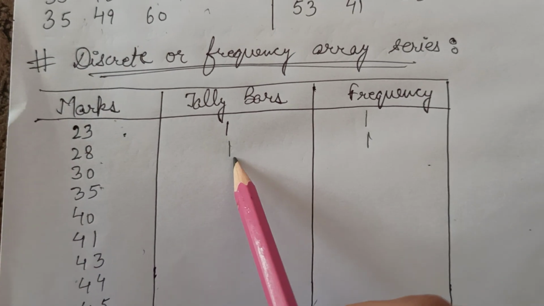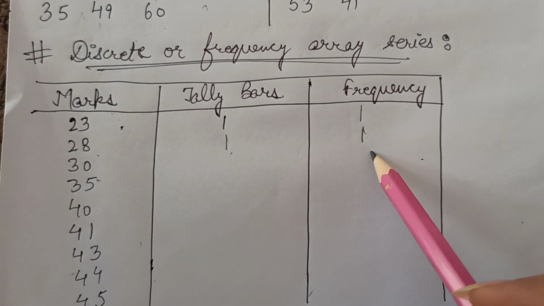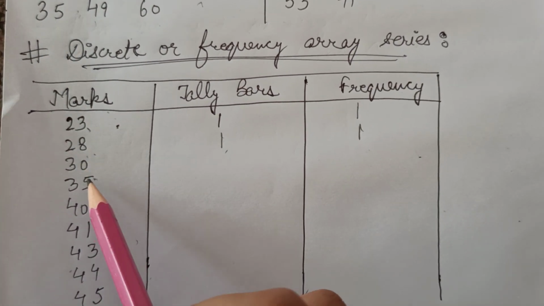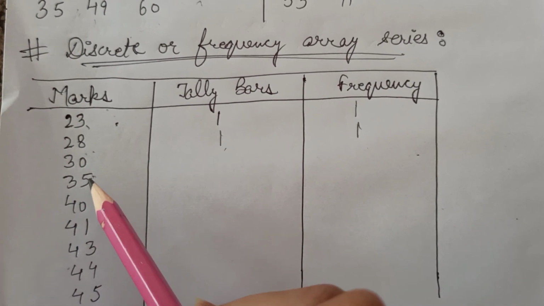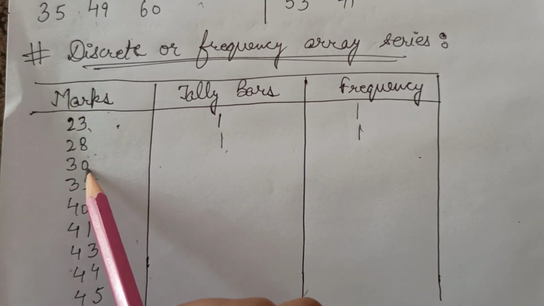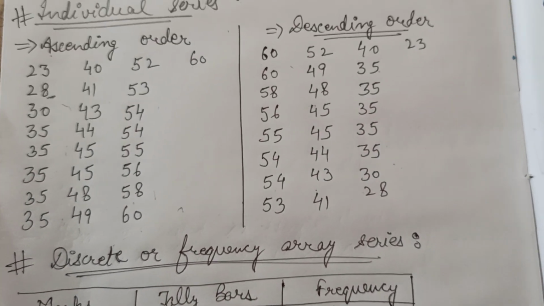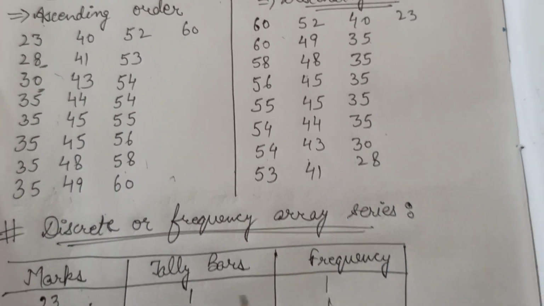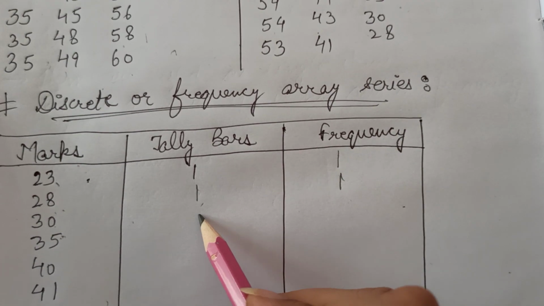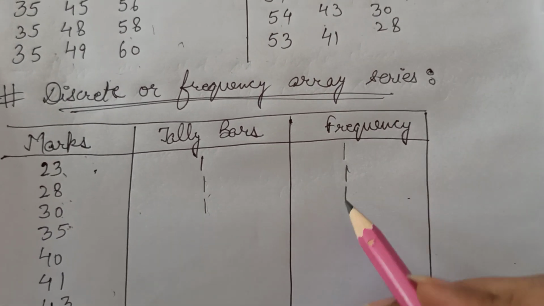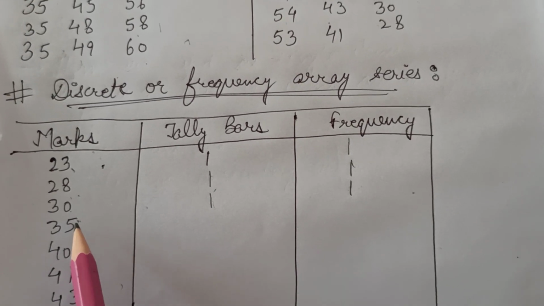Basically these tally bars as well as the frequency are telling how many students have marks 23, 28, 30 or 35 and so on in the test. So in case of 30, that is how many students have scored 30 marks, you can see over here that only one student has scored 30 marks. So under the tally bars also we will mark 1 over here, and similarly in case of frequency also 1 will be marked. Now the next one is 35.